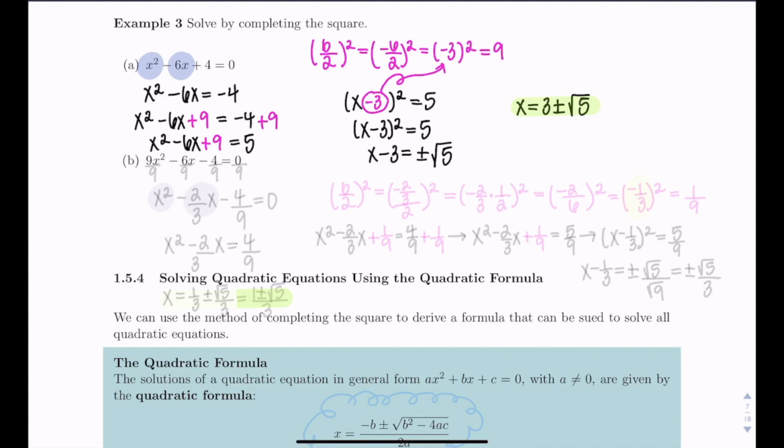Now I want you to pause the video and attempt B on your own. Just remember that you always need to have a coefficient of 1 on the x squared term before you can start moving things around. Alright, so let's try this one on our own. So, we have 9x squared. That's the first problem. So we need to divide every single term by 9.